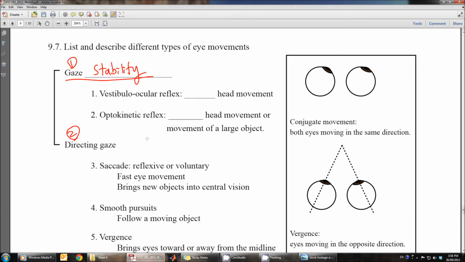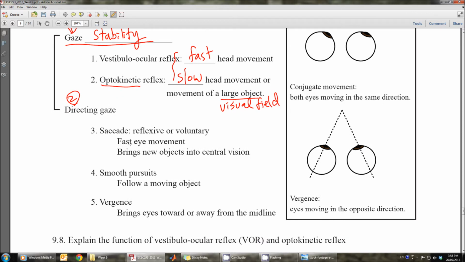So there are 2 types of gaze stability. One is the vestibuloocular reflex, and that's particularly made for fast head movement. There's another type of reflex associated with the pretectal area, the optokinetic reflex, that's responsible for slow head movement or movement of a large object in the visual field. So there are 2 types to stabilize the gaze, and we have 3 types of eye movement to direct the gaze.